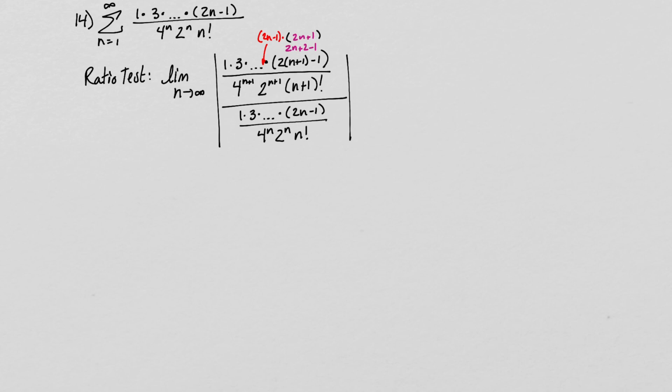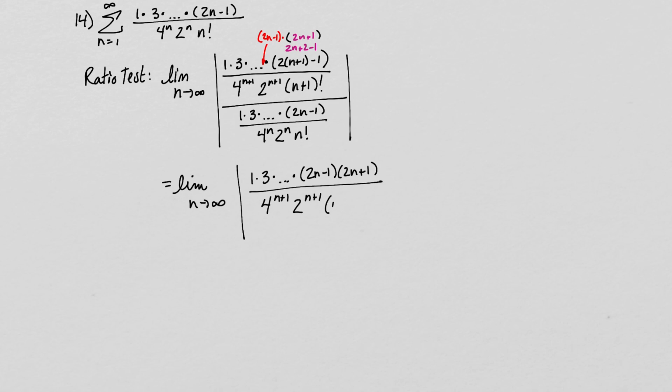So I'm going to write it actually that way. So this is going to be the limit as n approaches infinity. We're going to do the keep change flip. So 1 times 3 times ... and then I'm going to write the 2n minus 1, 2n plus 1, all over 4 to the n plus 1, 2 to the n plus 1, n plus 1 factorial, times, flip the second fraction, so 4 to the n, 2 to the n, n factorial, all over 1 times 3 times ... times 2n minus 1.